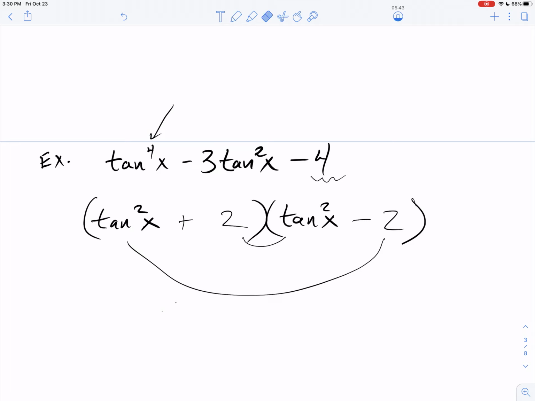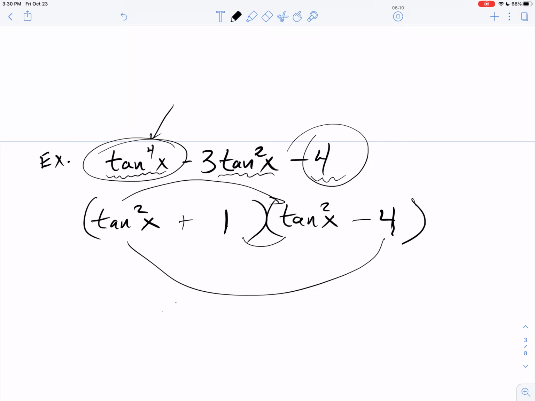So the thing is, what I'm trying to say is, they didn't change the game. They just changed the ugliness by putting stuff in our way that looks scarier. Don't be intimidated. I'm still going to say 1 and 4 maybe here. Hear me out. This times this, that would give me tangent to the fourth. That's good. And then 1 times negative 4, that would give me negative 4. Yeah, it would. So let's check the middle.